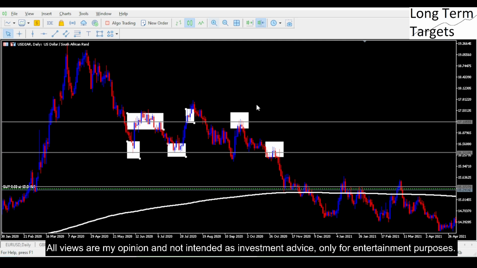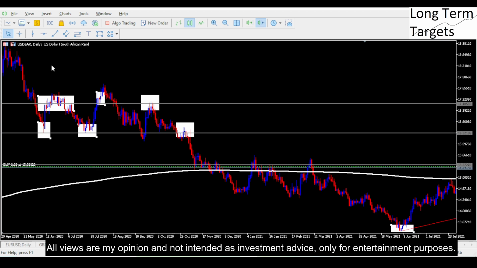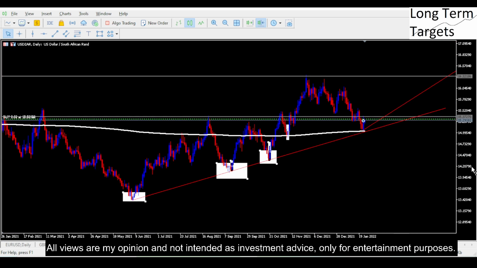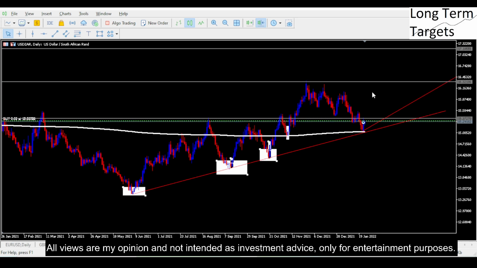So what the markets want to do is they want to return to areas where we know that activity has happened in the past, right? So if I'm thinking about it, this zone at the top is a very good area to be looking at.